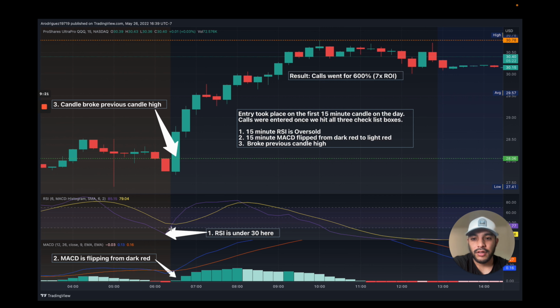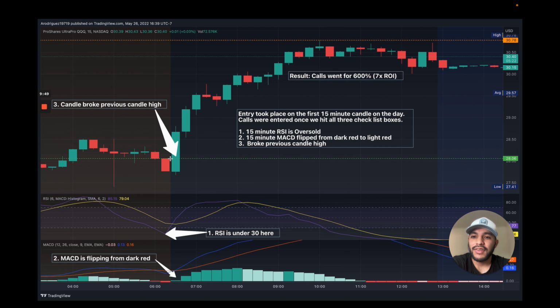We have a little bit coming back up on the RSI, and then the third confirmation, which puts me into this play. This is where I set my entry line: candle breaking previous candle high, right? So once it breaks the resistance that we had in the previous candle, boom, we enter, which was 28.06. And so entry took place on the first 15-minute candle of the day. Calls were entered once we hit all three checklist boxes that I put in the trading plan.